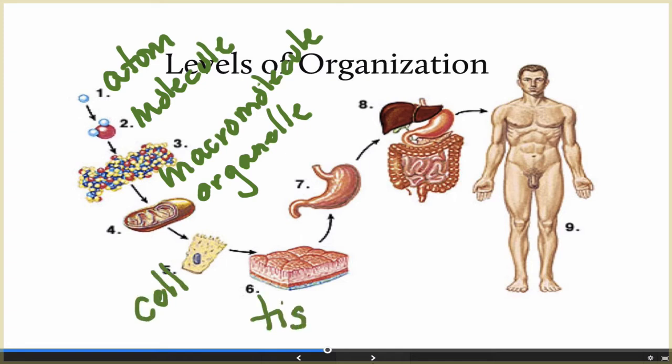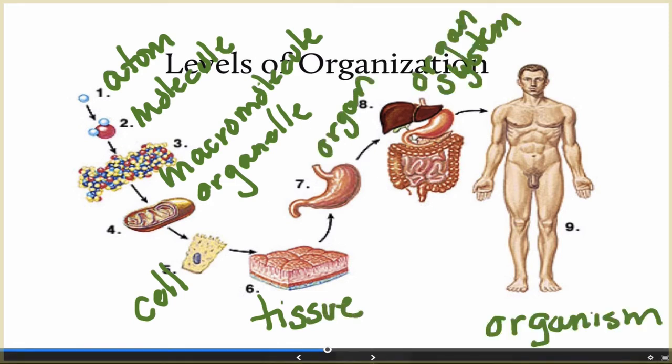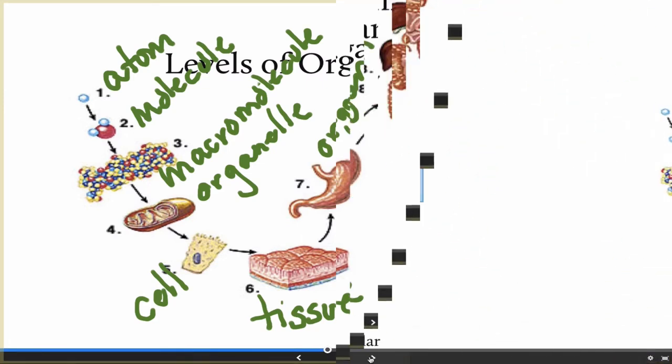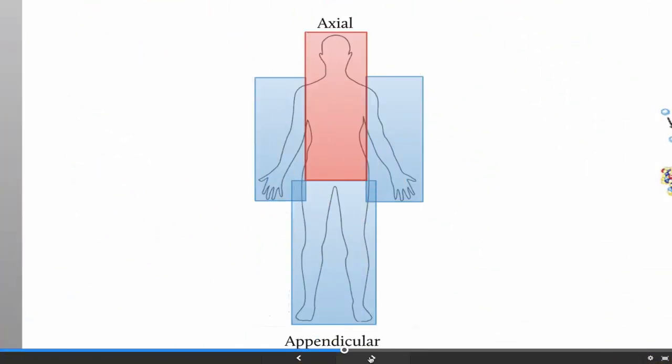A bunch of cells doing the same thing is going to be a tissue. A bunch of tissues doing the same thing is going to be an organ. A bunch of organs doing the same thing is going to be an organ system. And finally, a bunch of organ systems put together is going to be an organism.